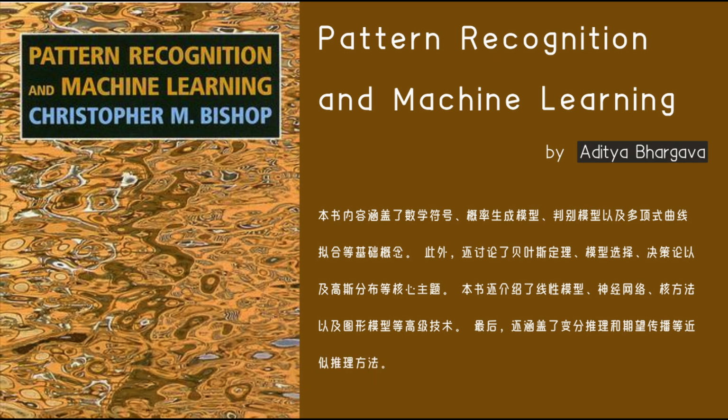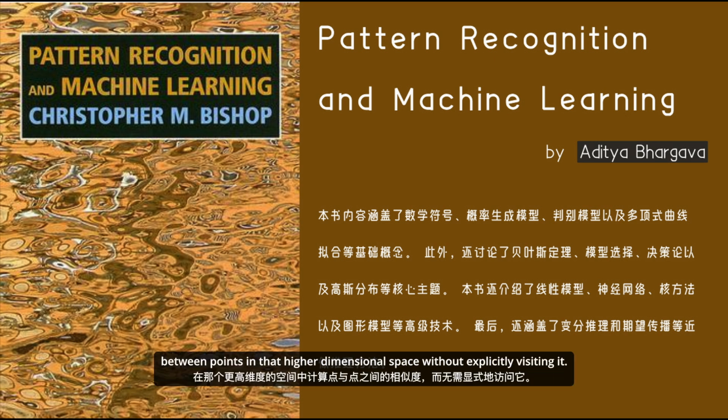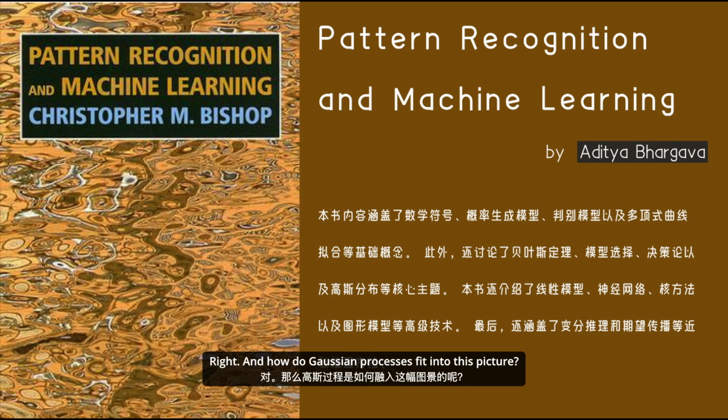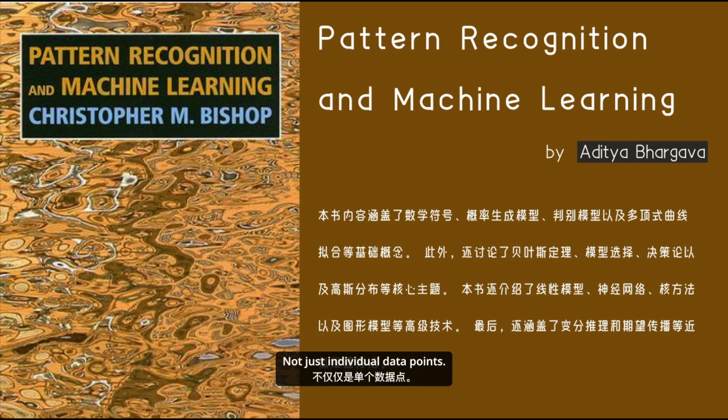computationally expensive. So that's the beauty of what's called the kernel trick. You can actually compute the similarity between points in that higher dimensional space without explicitly visiting it. So we're taking a shortcut. Yeah, exactly. And that makes these kernel methods computationally feasible, even for very complex data sets. And how do Gaussian processes fit into this picture? So a Gaussian process takes the idea of kernel methods a step further. It's like this powerful engine that allows you to make predictions and model uncertainty over entire functions, not just individual data points.